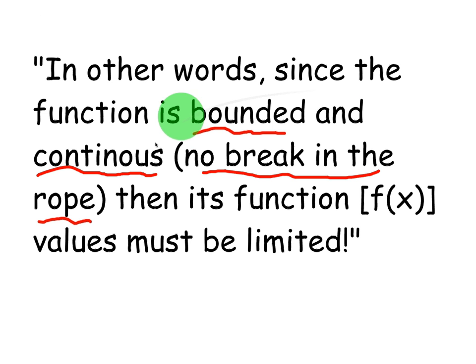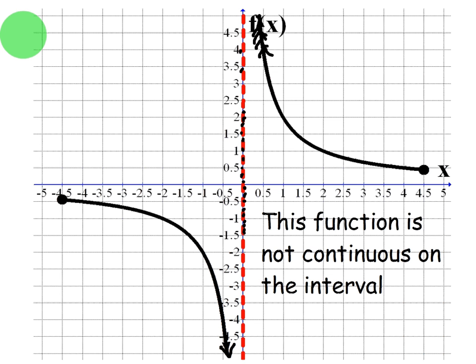In other words, since the function is bounded and continuous, no break in the rope, as we talked about continuity, then its function f of x values must be limited. And it makes sense. If it's a closed interval and it's continuous, it has to take on a biggest value and a smallest value. So it's kind of common sense. Let's take a look at some examples where it wouldn't apply.